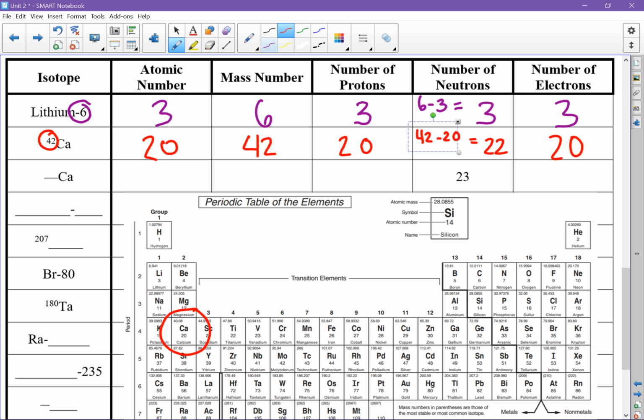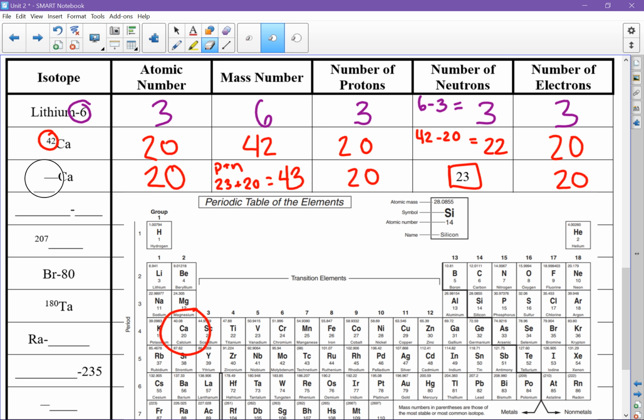So now notice the next example is also calcium, which means it has to have the same atomic number, the same protons, the same electrons. But here I don't know the mass number, but they gave me the number of neutrons. So to go backwards, you're going to add protons plus neutrons. So 23 plus 20, this has a mass number of 43. So that is what I will put into the symbol over here in the blank that they left me for the mass.